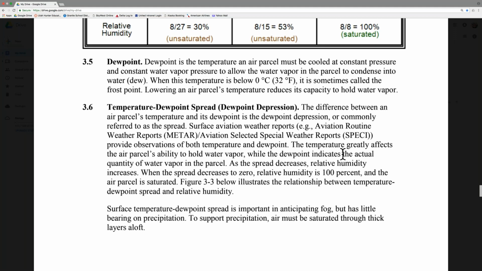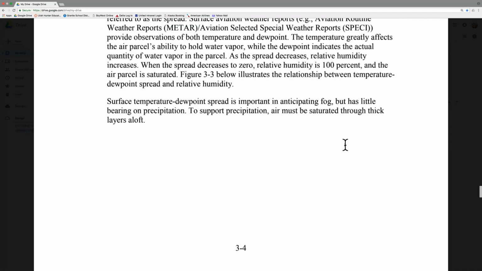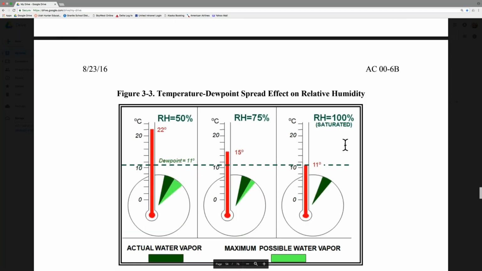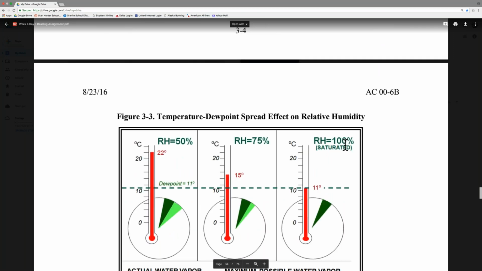The temperature greatly affects the air parcel's ability to hold water vapor, while the dew point indicates the actual quantity of water vapor in a parcel. As the spread decreases, relative humidity increases. And then when the spread decreases to 0, relative humidity is 100% and the air parcel is saturated. Below illustrates the relationship between dew point spread and relative humidity.